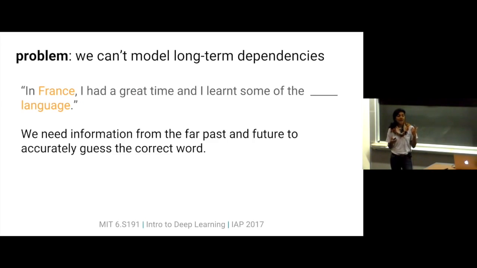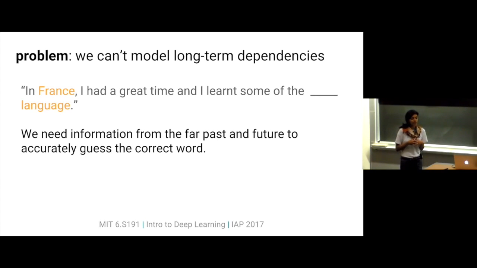Because let's say we have this sentence: "In France, I had a great time and I learned some of the French language." I knew the word in the blank was French because I looked back at the word France that appears at the beginning of the sentence. But if our model is only looking at the last word, there's no way it's going to be able to guess that.